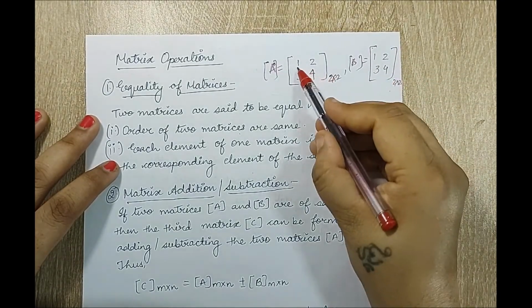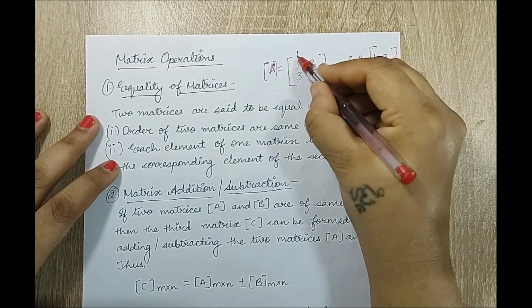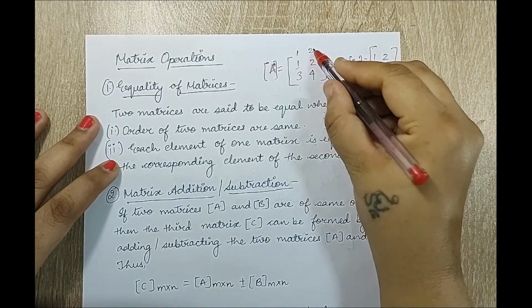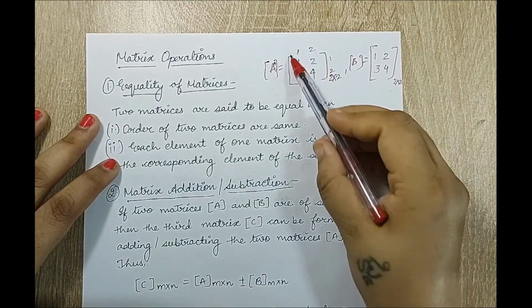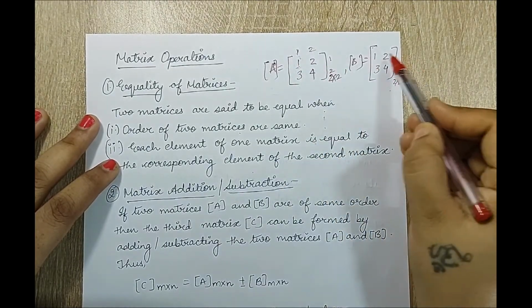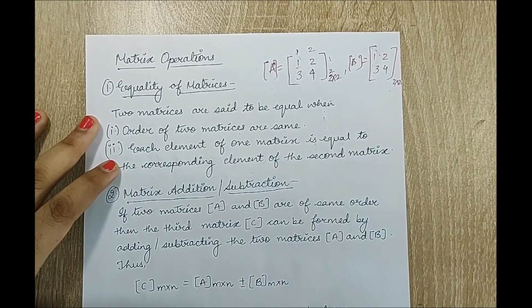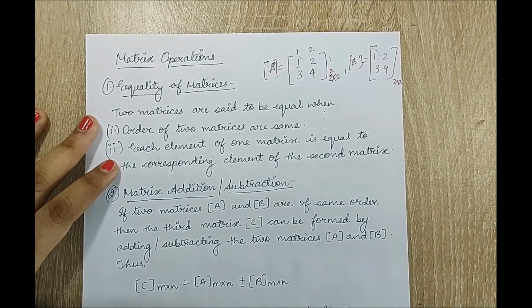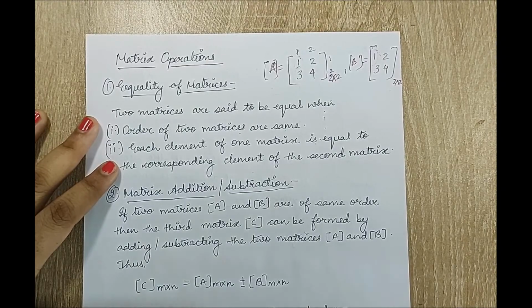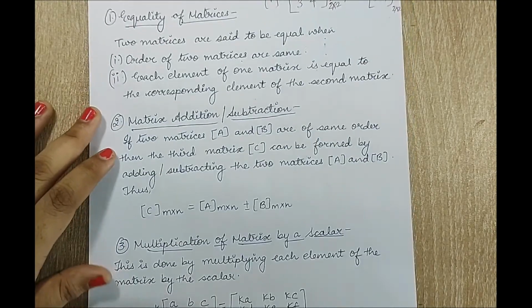Now I should have the corresponding elements, meaning the position. First column, second column, first row, second row. You can observe first row, first column, element is 1. Again first row, first column, element is 1. Which means they all should be equal in both the matrices. So this is just a basic rule of equality of matrices.